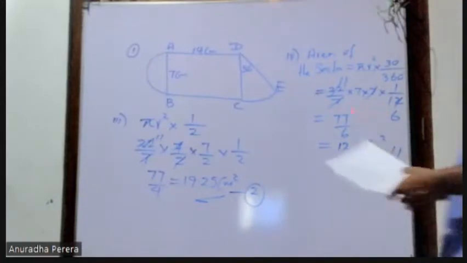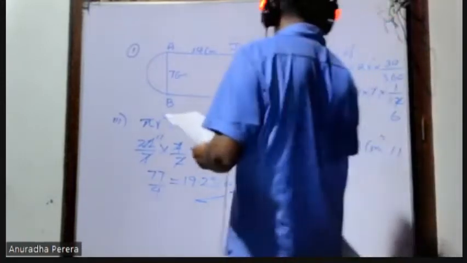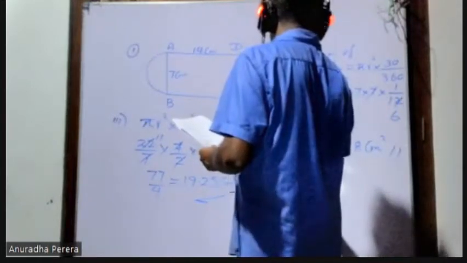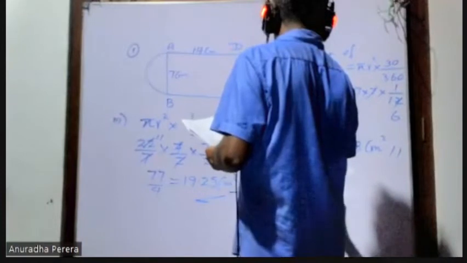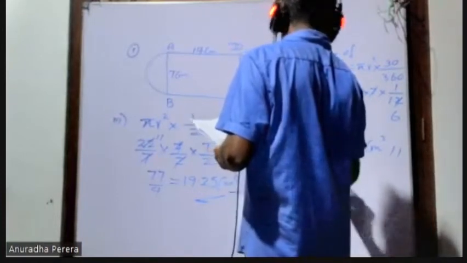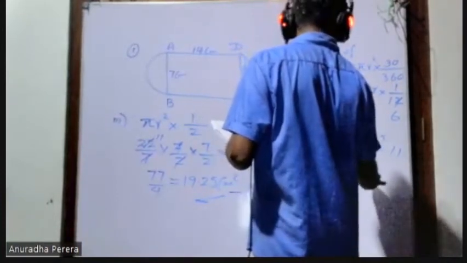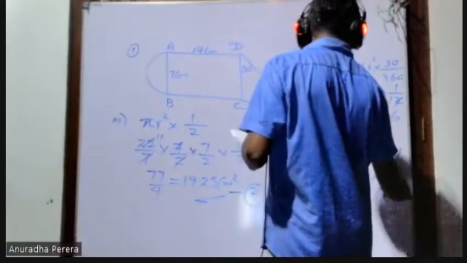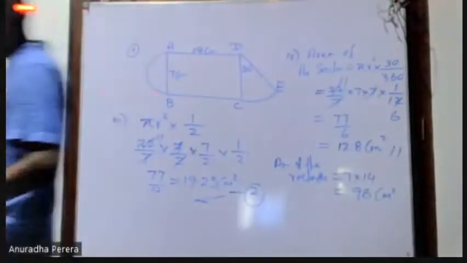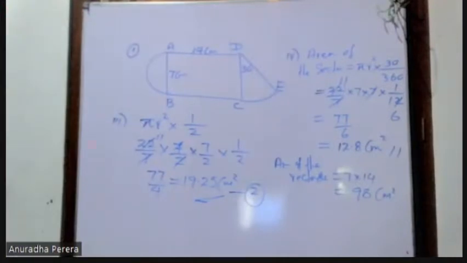And the area of the rectangle: 7 into 14. 98 square centimeters.